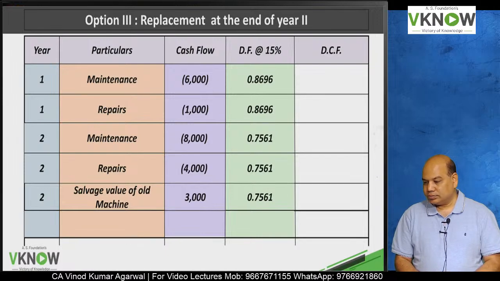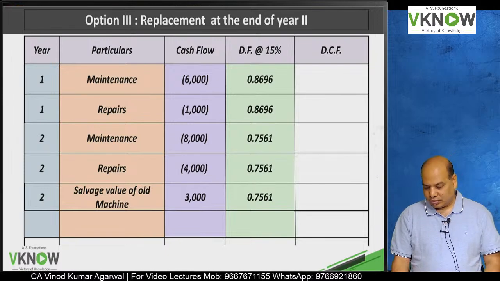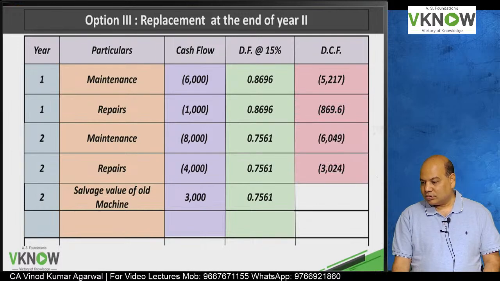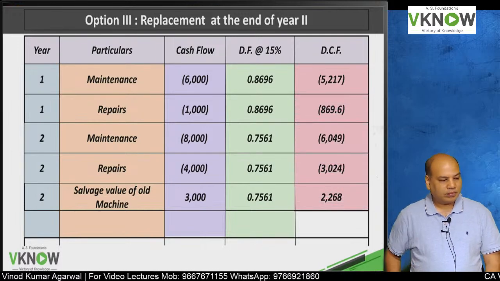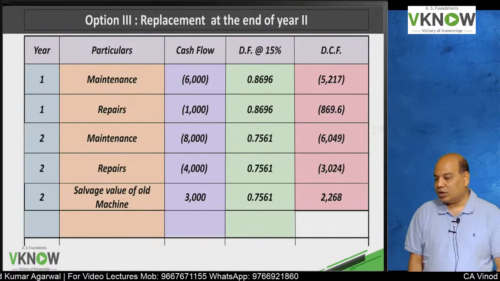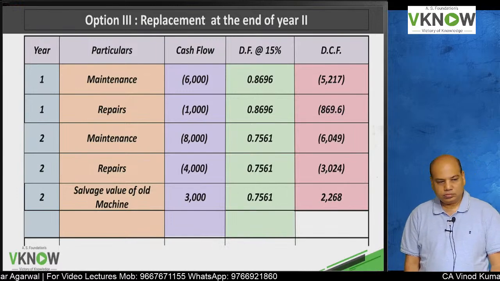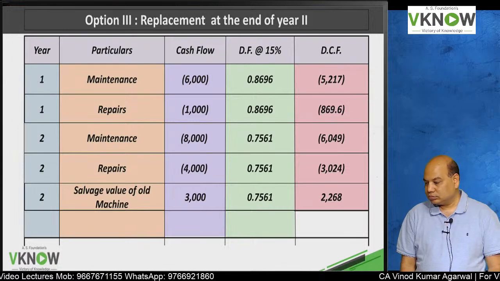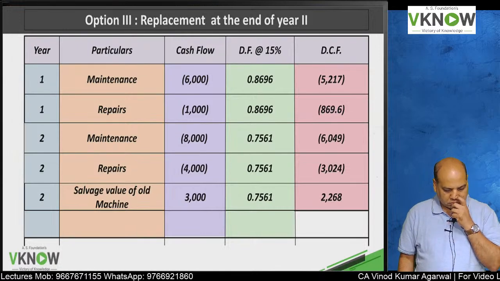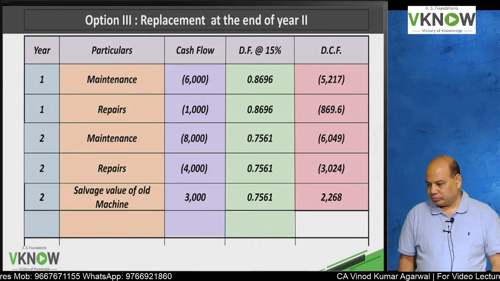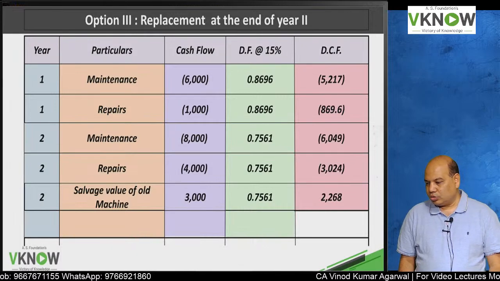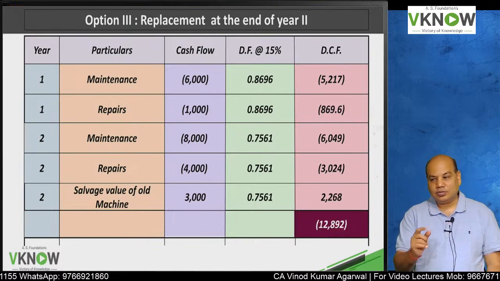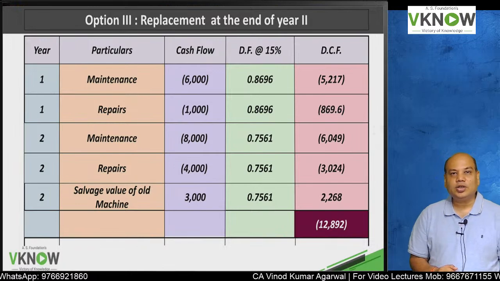Total of the last column. Be a little proactive. Total of the last column. You are waiting for me and I am waiting for you. Very good. 12,892 is the right answer.